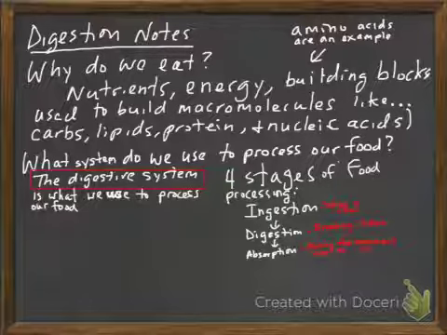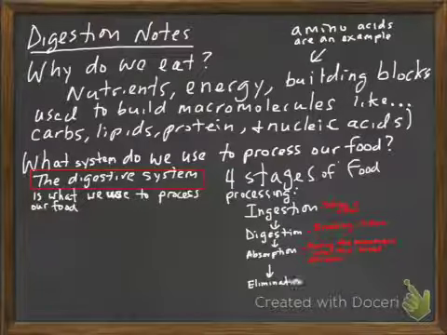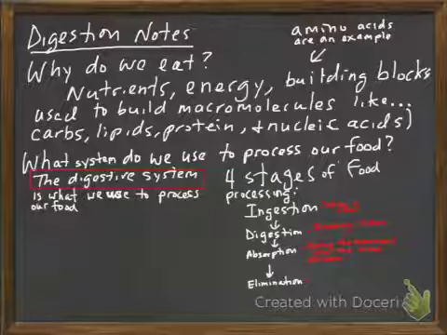Okay, so when we absorb, we're moving those monomers into the bloodstream. And then finally, we're going to eliminate. So there's going to be some stuff that we just can't digest. We need that stuff because it helps sweep our intestines and keep them clean. But what we can't absorb, or what we can't digest, is going to get eliminated.